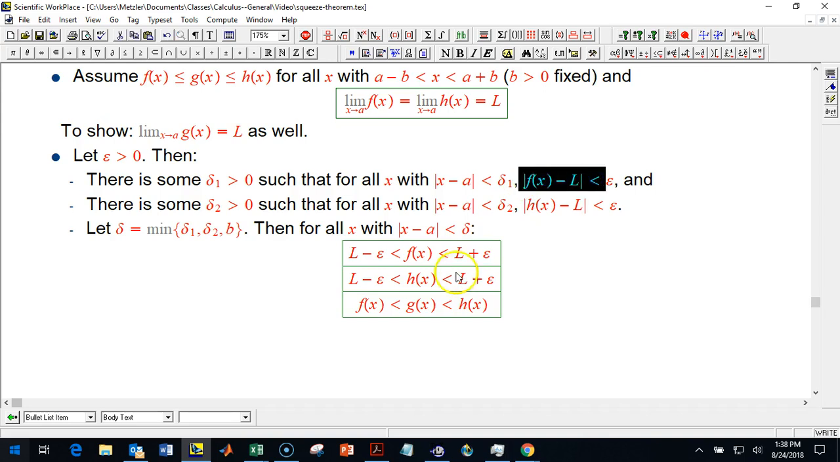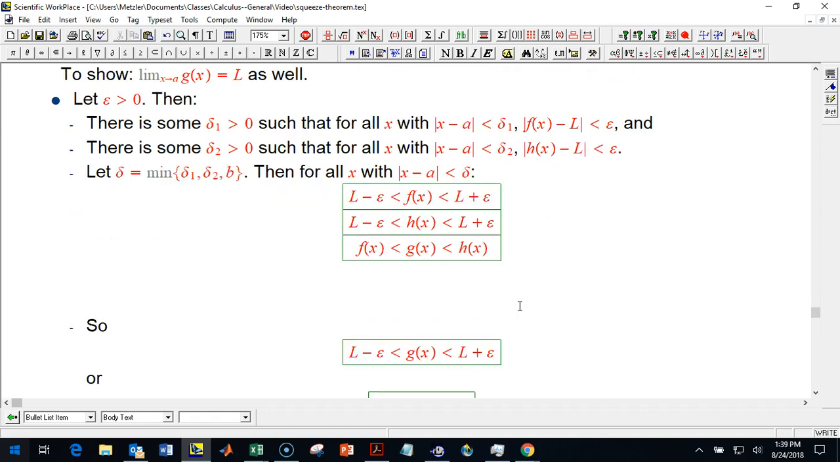And I've gone ahead and broken that out, because here it really is helpful to break it out in this style without absolute values. f of x is between L minus epsilon and L plus epsilon. h of x is also between L minus epsilon and L plus epsilon. And we have this really important relationship that g is between f and h. Now it's just combining some inequalities.